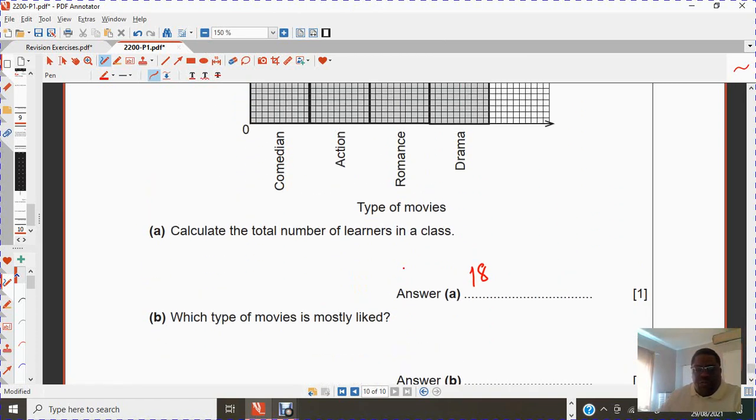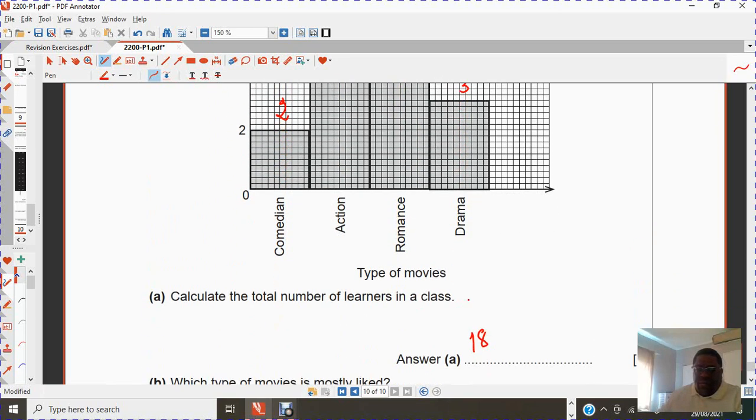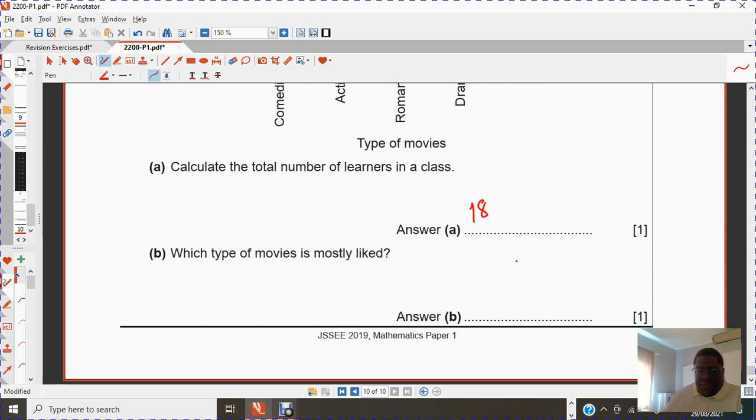What type of movie is mostly liked? Well, it's the one where the graph is the highest, and that is obviously romance. Oh, our kids, they love romance. So romance is what you write. They don't ask how many learners like romance.